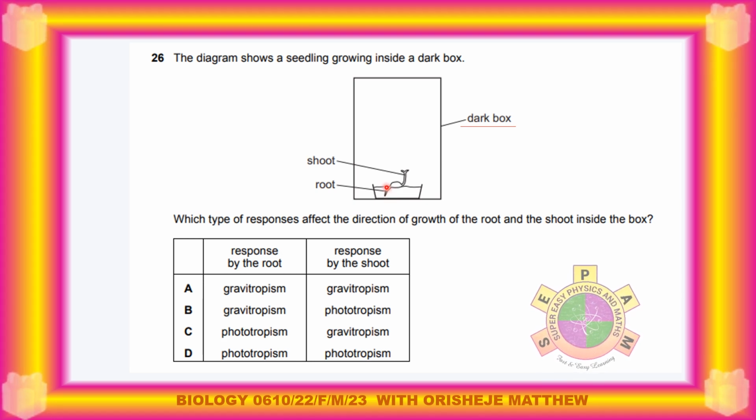Then the root is going to respond to gravitropism, so the force of gravity, so it's growing downward. The shoot also, since there is no light, is also going to respond to the force of gravity. So gravitropism. Anyone having phototropism is out because of the dark room. So the answer is A.